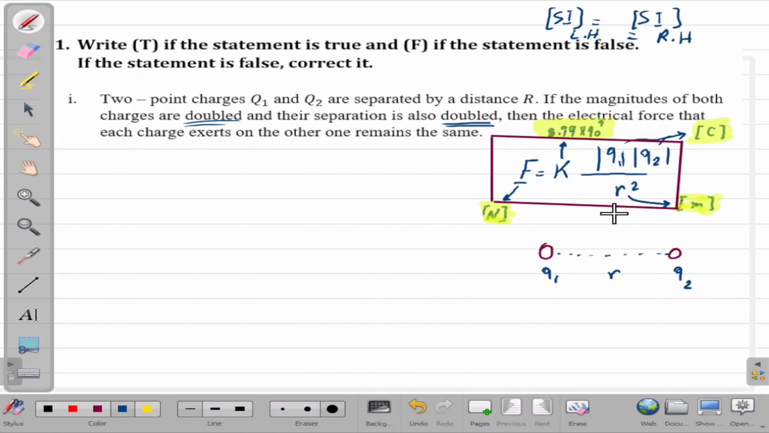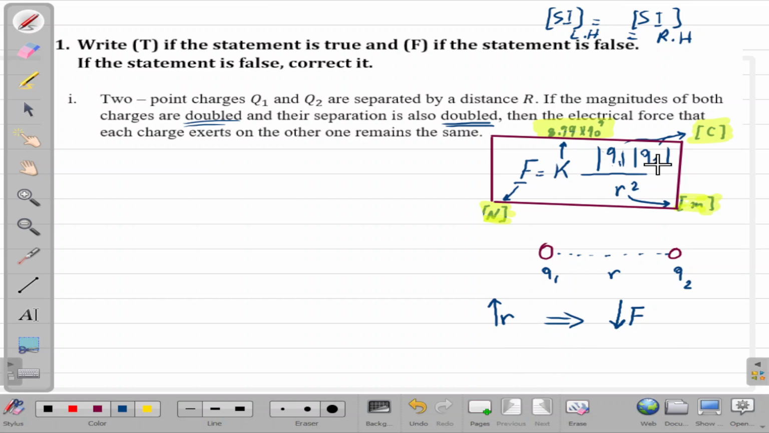So from the relation we can say that R and F are inversely proportional. What do we mean by inversely proportional? It means that as R increases, what happens to the force? Inversely proportional means it will decrease.